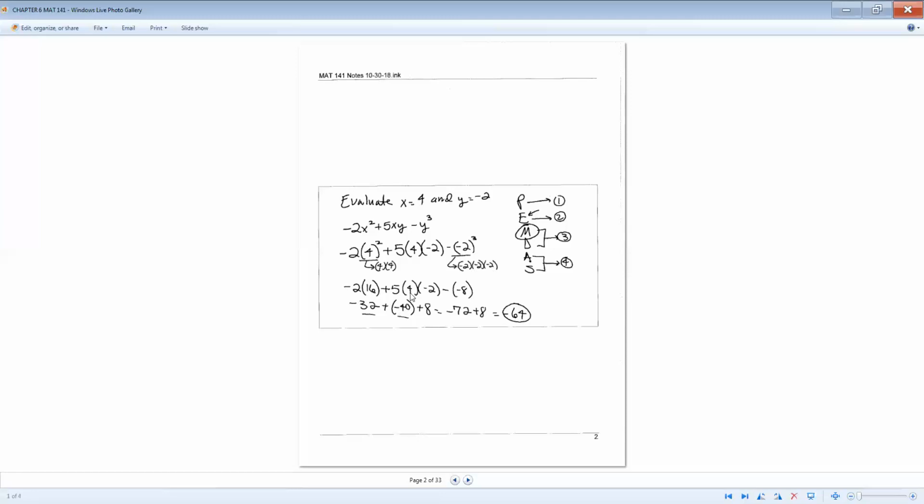Then we can multiply each cluster. We have negative 2 times 16, which is negative 32. 5 times 4 times negative 2, which is negative 40. Then a negative in front of this negative 8 turns it to positive. So negative 32, negative 40 would be negative 72. Negative 72 plus 8 would be negative 64.